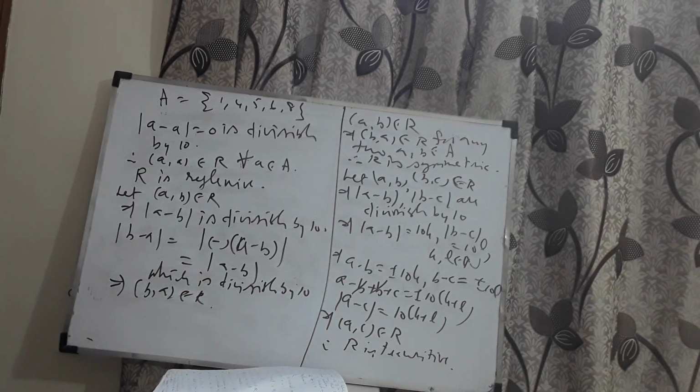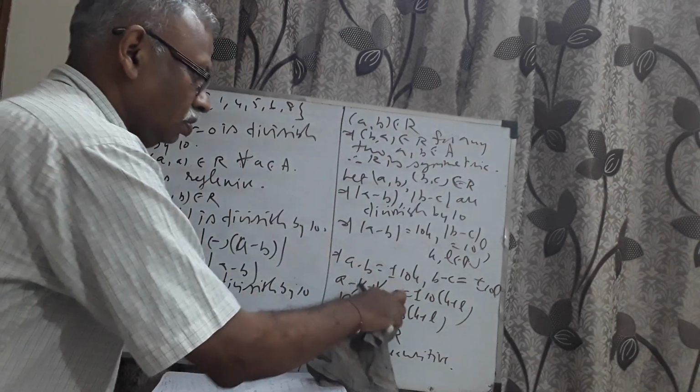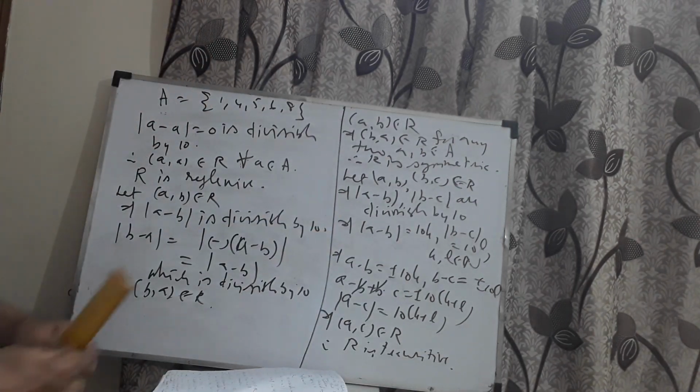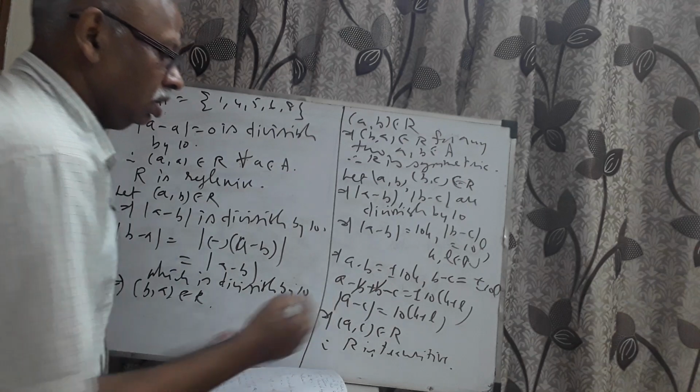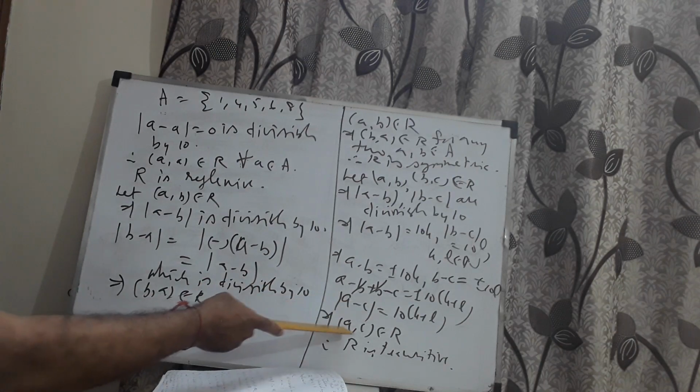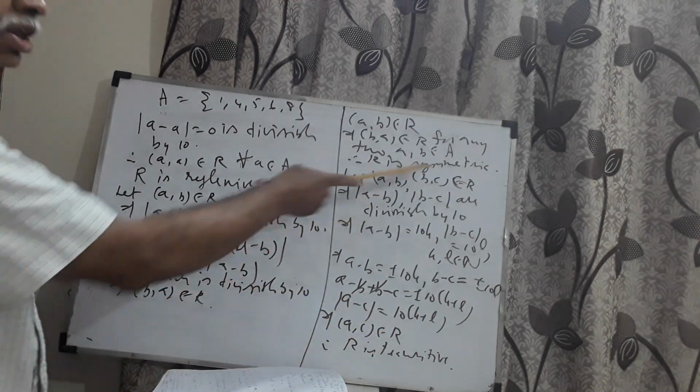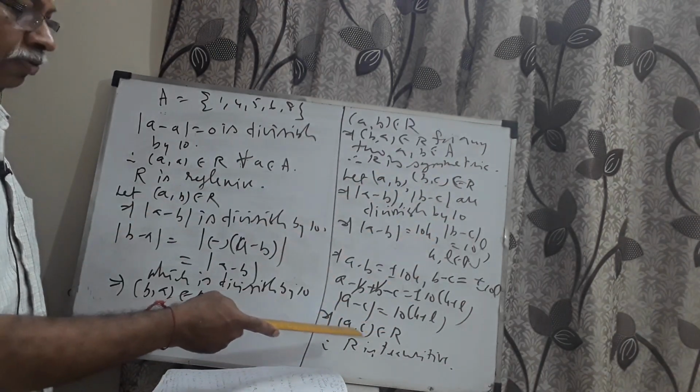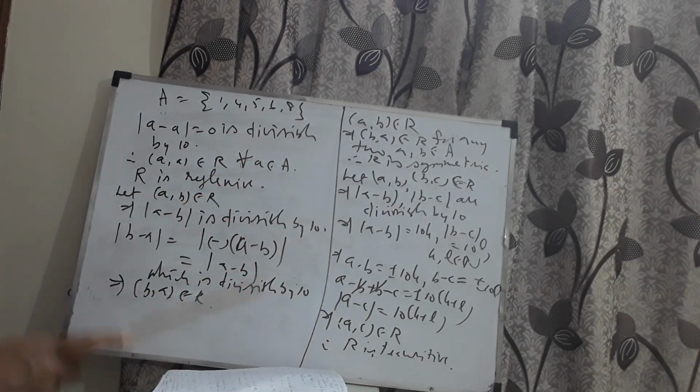Sorry, there is a minus sign here. I wrote it as plus c. Sorry. There is a minus sign. Okay, here mod a minus c is 10 into k plus l. Mod a minus c is also a multiple of 10. So (a, c) is an element of R. For any three a, b, c elements of A, this result is true. Therefore, I come to the conclusion R is transitive. Therefore, R is reflexive, symmetric, transitive. Therefore, R is an equivalence relation.